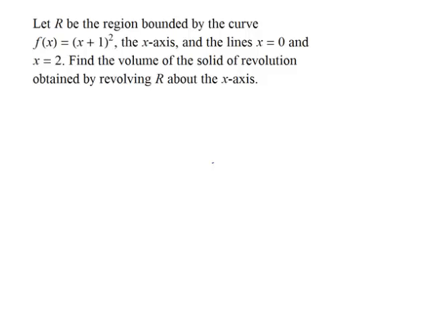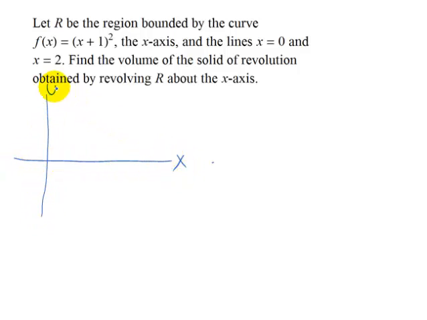The first thing we're going to want to do is sketch R so we can visualize what this solid of revolution would look like and be able to figure out how to find the volume of it. So let's sketch f of x equals (x + 1)². That would just be a basic parabola shifted to the left one, so the vertex would be over here and it would come up something like this. And we are interested in the region from x equals 0 to x equals 2, the x-axis, and this curve. So here is our region R.